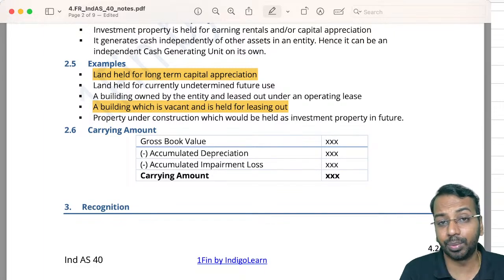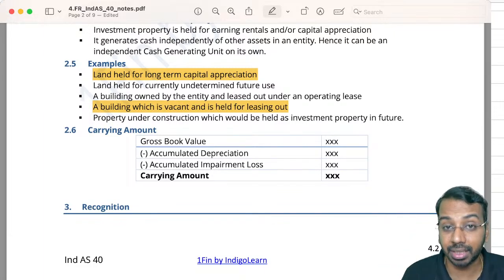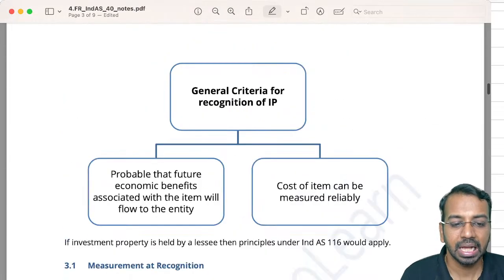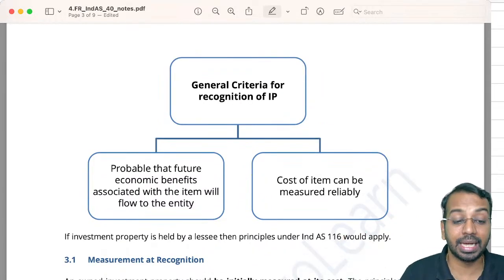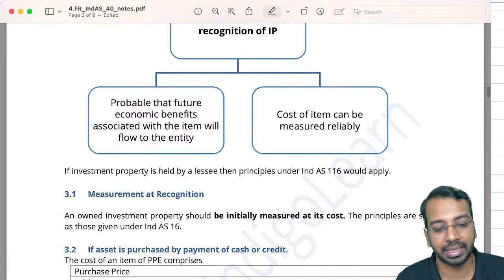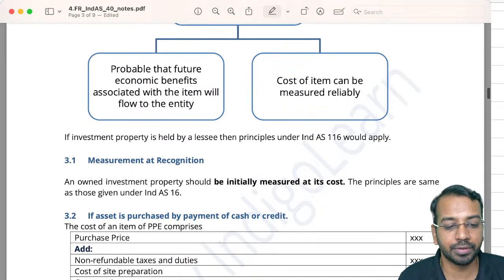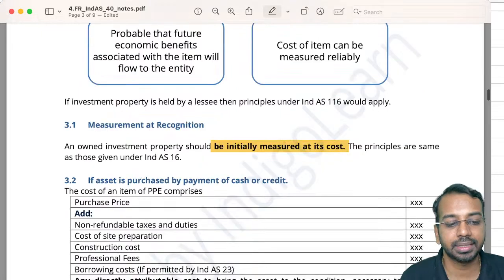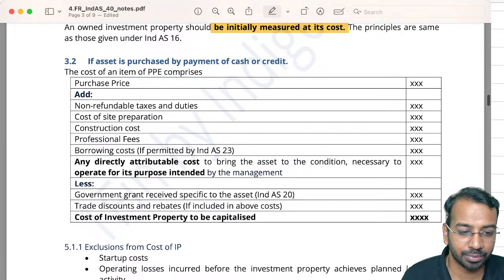Accounting aspect is similar to what we have learned in Ind AS 16, just that the revaluation model is not followed. We will only follow the cost model. When do we recognize? Same way. Probable that future economic benefits will flow to the entity and cost can be measured reliably. An owned investment property should be initially measured at its cost as per Ind AS 16. So same thing what we have learned, all of that would apply.